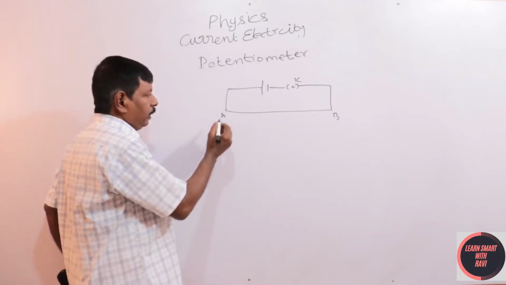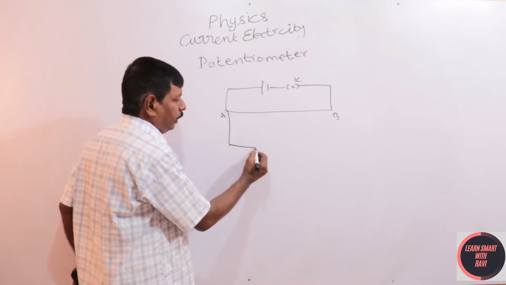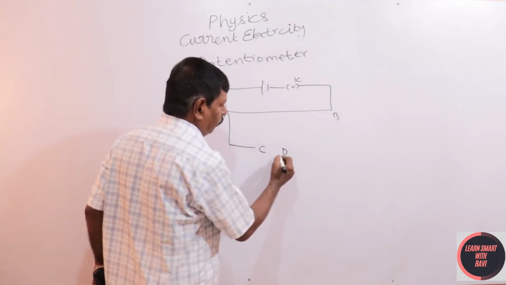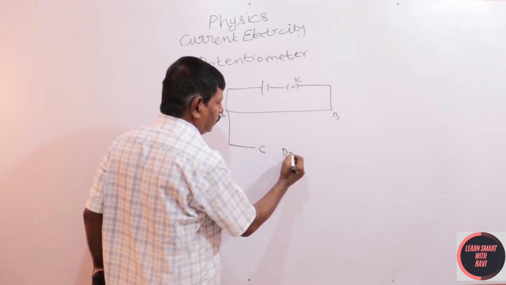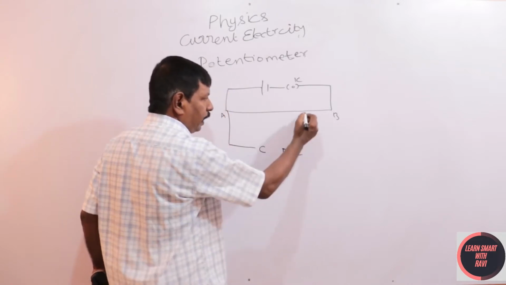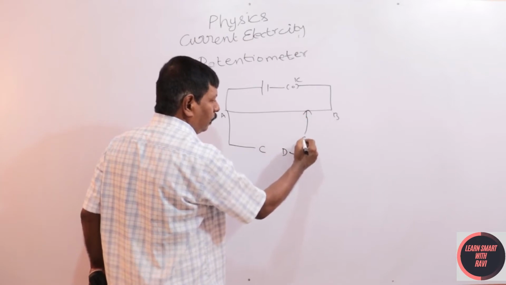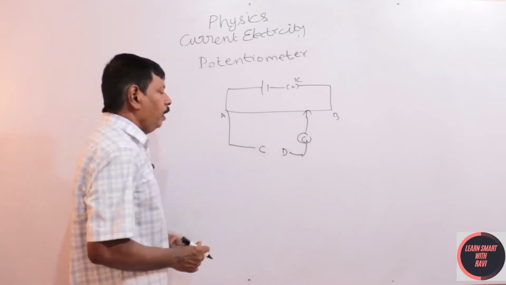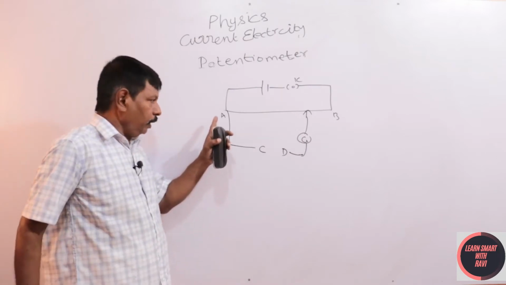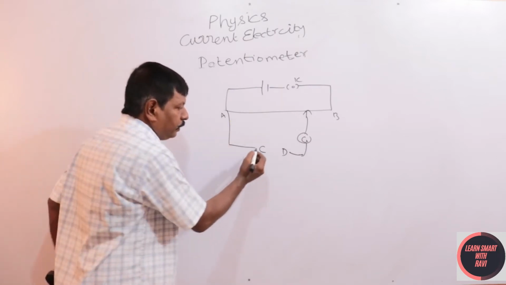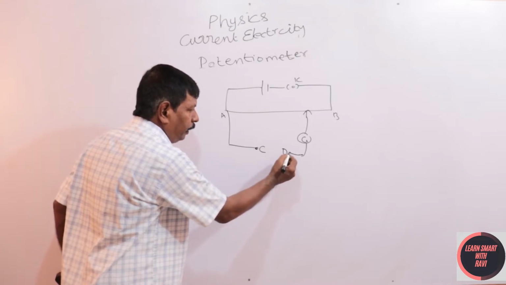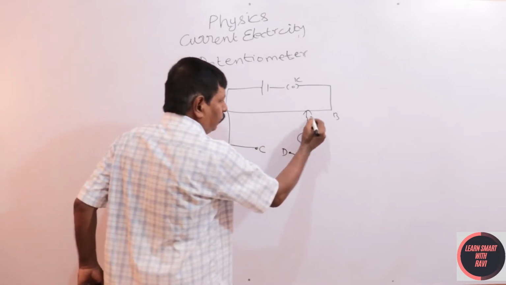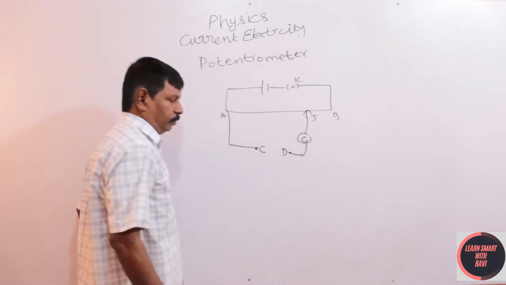Now the end A is connected with the terminal C and the terminal D is connected with the jack key through galvanometer. இப்போ இந்த A அப்படிங்கிற ஒயரோட எண்டு இந்த C அப்படிங்கிற டெர்மினல்லையும் D அப்படிங்கிற டெர்மினல்லையும் கனெக்ட் பண்ணியிருக்கோம் த்ரூ ஜாக்கி த்ரூ கேல்வனோமீட்டர்.